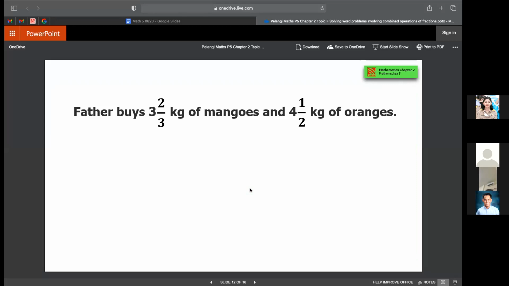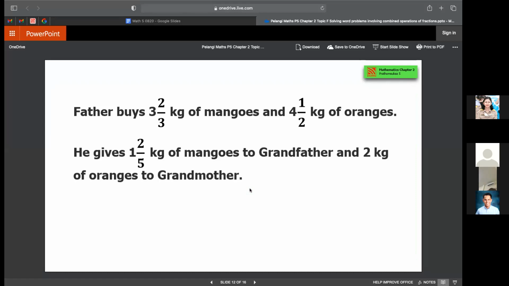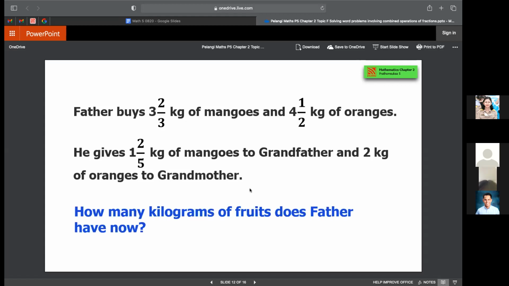Okay, let's have the third problem. Father buys 3 and 2/3 kilogram of mangoes and 4 and 1/2 kilogram of oranges. When you say gives, give away, so minus 1 and 2/5 kilogram of mangoes to grandfather and 2 kilogram of oranges to grandmother. How many kilograms of fruits does father have now?